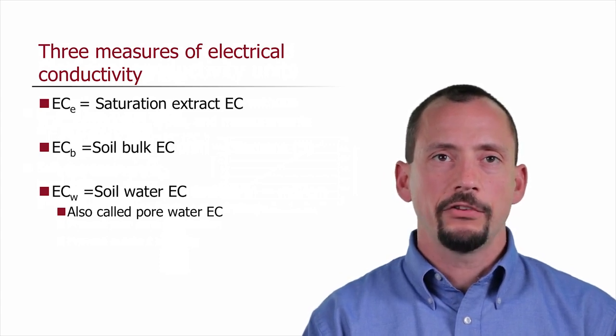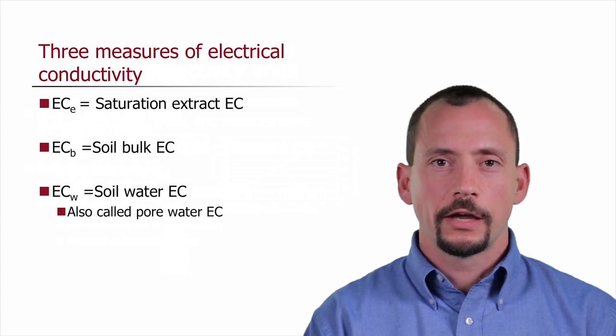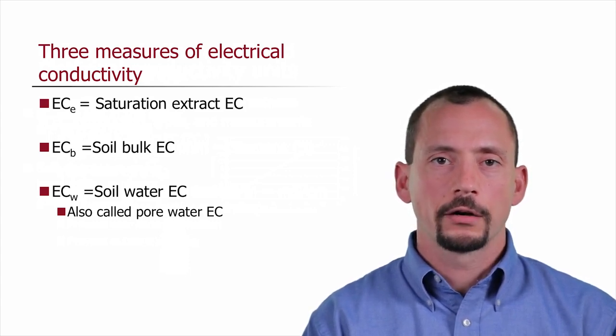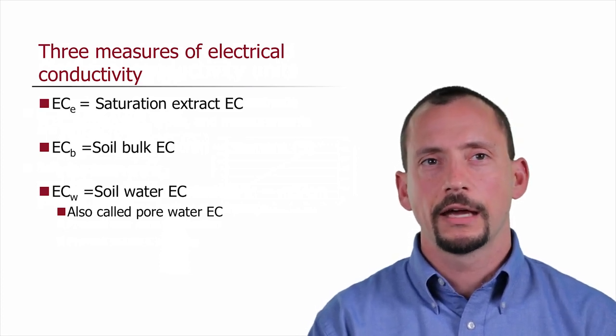EC sub B is the soil bulk EC. The bulk EC is the electrical conductivity of the soil, water, air mixture. So the bulk mix, this is the electrical conductivity of that.